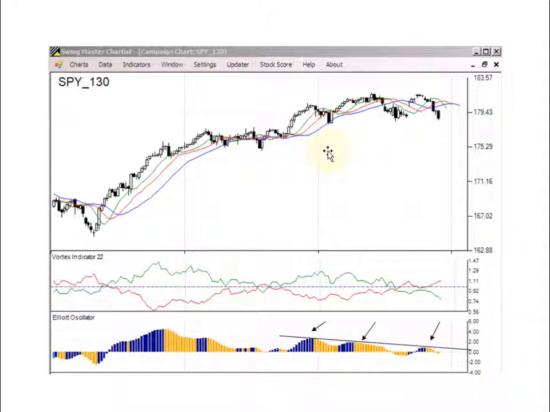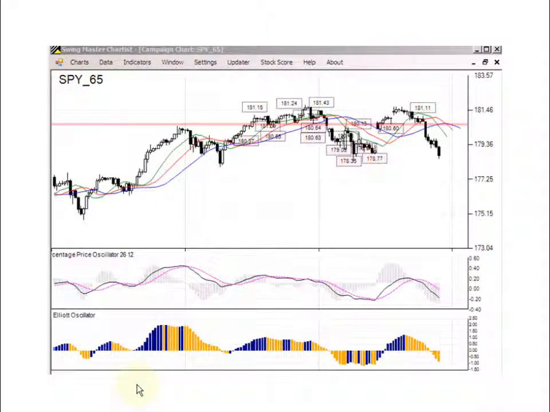And the other thing that we had was a triple divergence on the MACD oscillator. And we did get a momentum change a day and a half ago. So we do have a sell signal set up, although it has not yet been hit on the 130-minute chart.